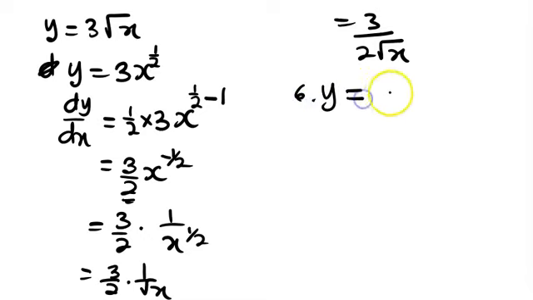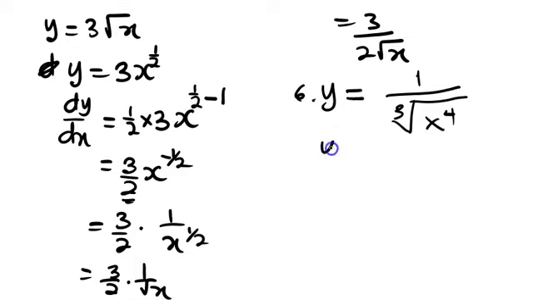There is another one, that's the sixth one. y is equal to 1 over the cube root of x to the power 4. So as we did here, anytime you have root or cube root, you need to rewrite it in a form that you can easily differentiate. So y will be equal to 1 over x by indices. This will be 4 on 3. Then if you rewrite it again, you have x raised to the power minus 4 on 3.